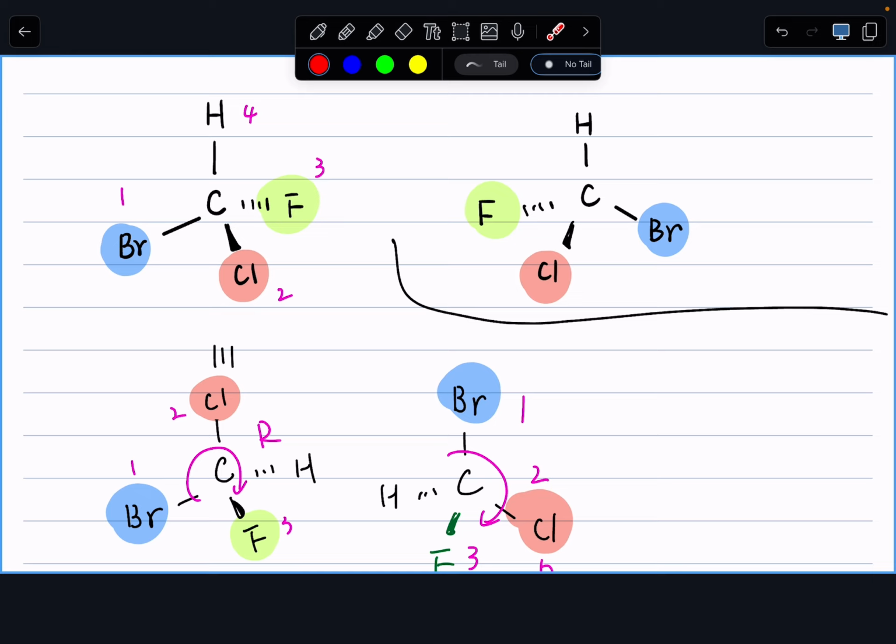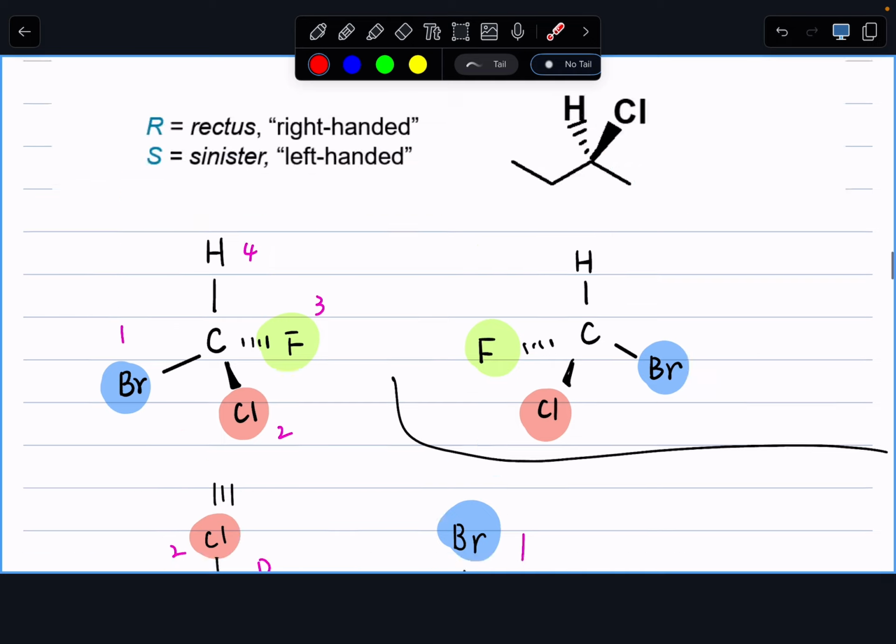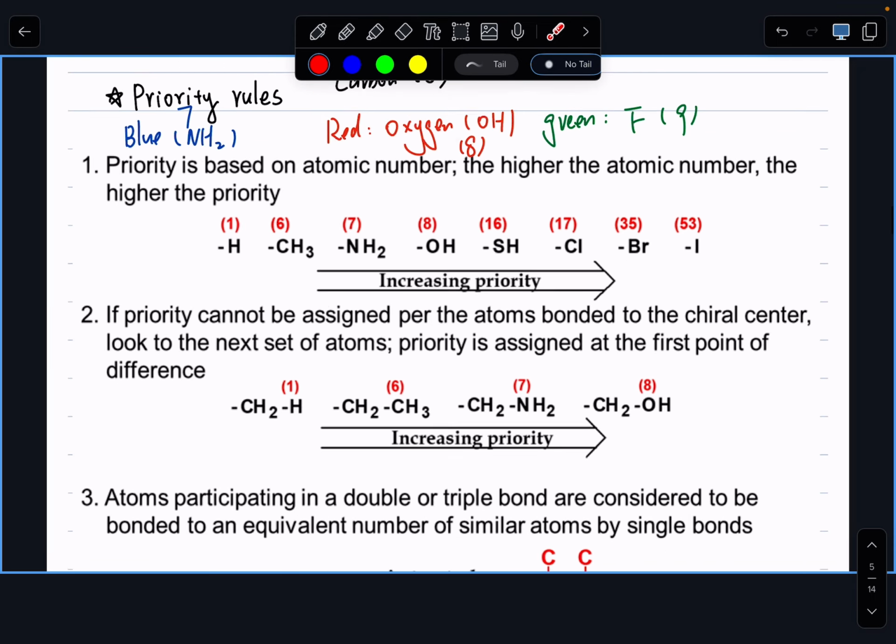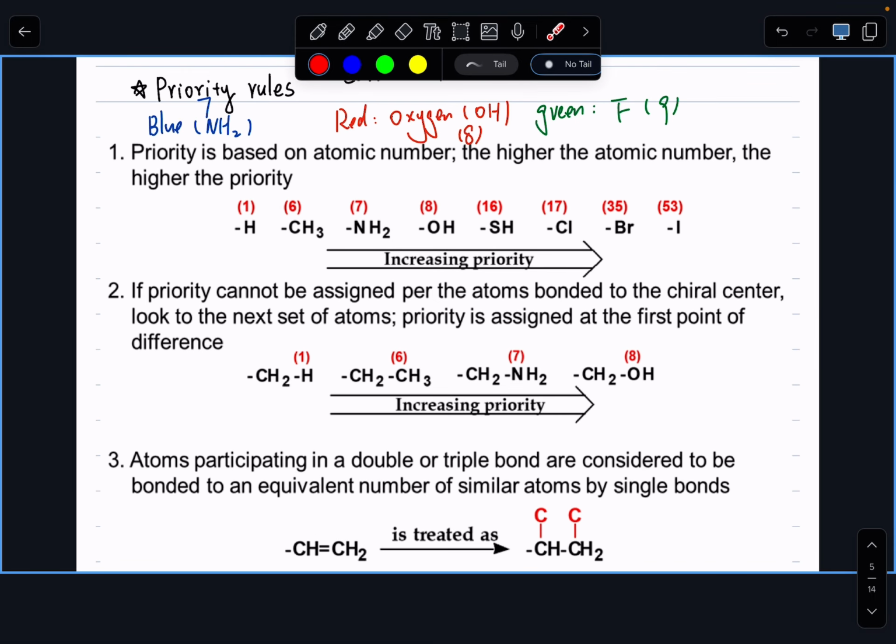Yes? My question is, even though they're all in the same group, how did you determine that bromine had first priority? Okay, so that goes to the priority rule. That's this entire slide. So priority, first of all, you look at the atomic number. Secondly, if both of them are carbon, then you look at the next atom attached to it.